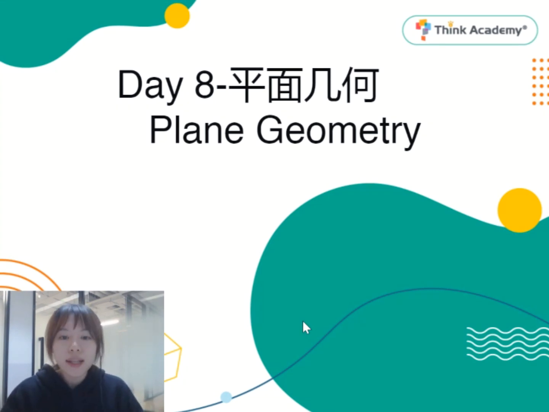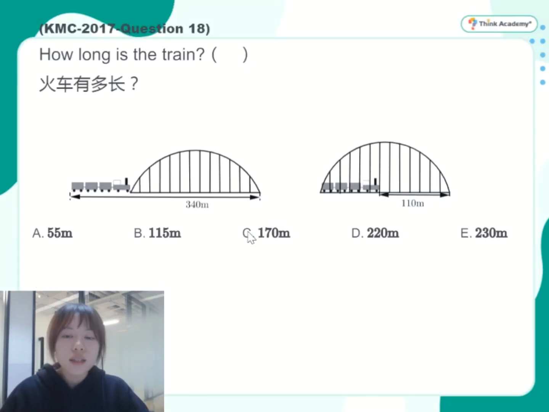So the topic, plane geometry. Now you need to find the information through the pictures, through the diagrams. So let's go. The first one. The question is so easy. How long is the train? It's so short. All the information is in the picture.